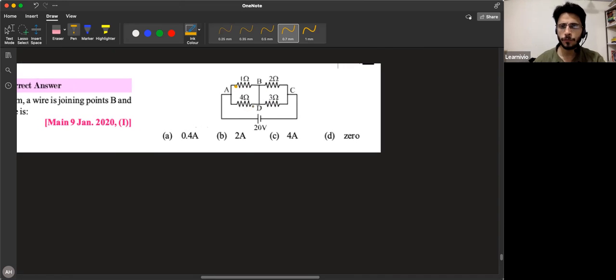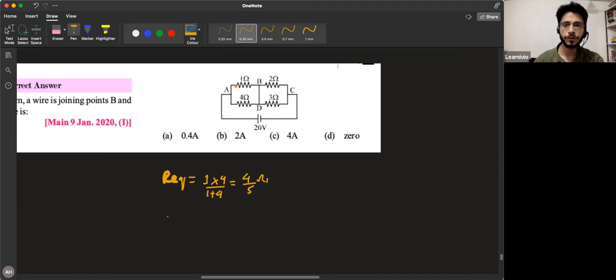So what we can do is, if you don't use Kirchhoff's law, use the series and parallel combination. 1 and 4 are in parallel, 2 and 3 are in parallel. You can first calculate R equivalent. This 1 ohm and this 4 ohm are in parallel, and this 2 ohm and 3 ohm are in parallel. The R equivalent is 1 into 4 by 1 plus 4, it's 4 by 5.